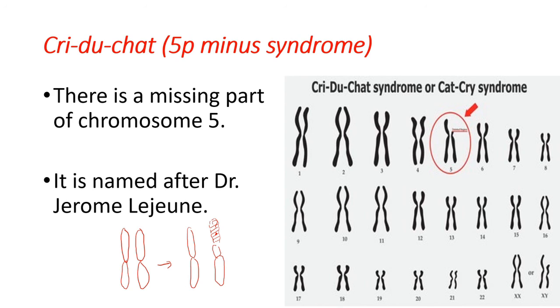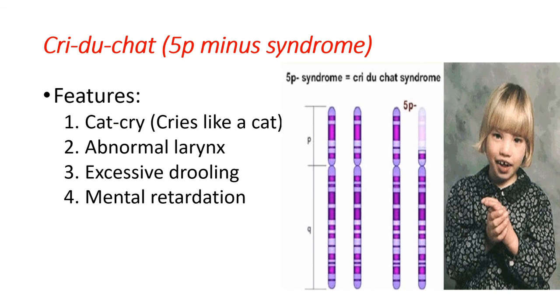In your cri du chat syndrome, the common feature that is obvious is when they cry. They cry like a cat. Can you just imagine that? You're crying and it sounds like a cat. That has something to do with their larynx. Larynx is also known as your voice box. Larynx is the one responsible for making your voice.